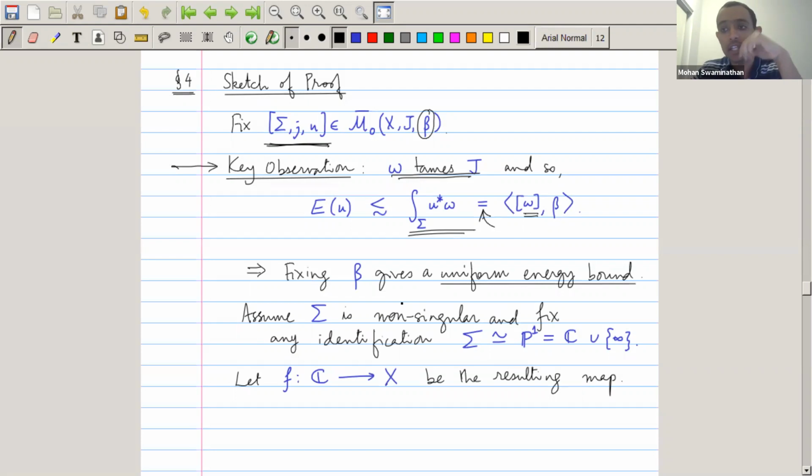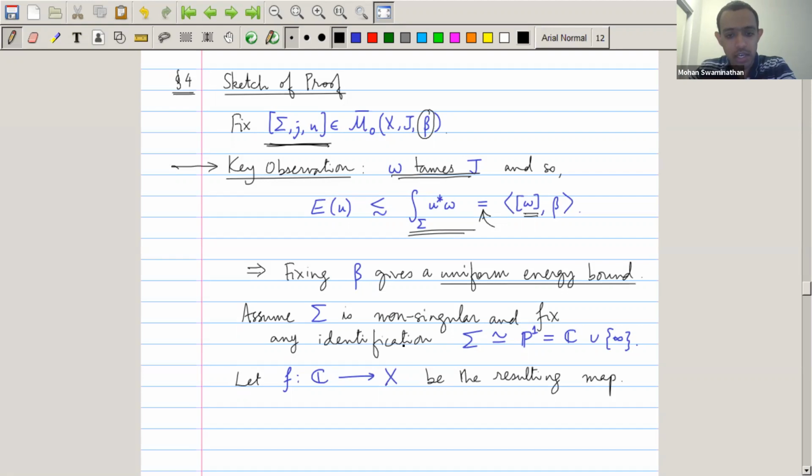Now let's recall the mean value inequality, which told us that if the energy on a ball is small, then I can estimate the derivative at the center using something like the mean value inequality for subharmonic functions. This inequality can now be exploited because we know that the total amount of energy is bounded. So we are going to divide our curve into small balls, each of which carries a small amount of energy, and estimate the gradient on each of those balls. That's the rough idea.